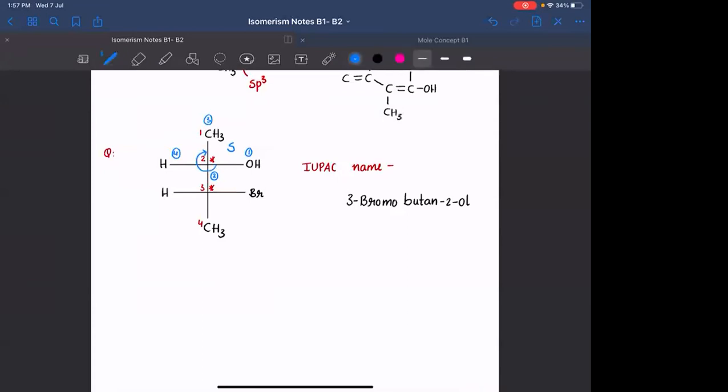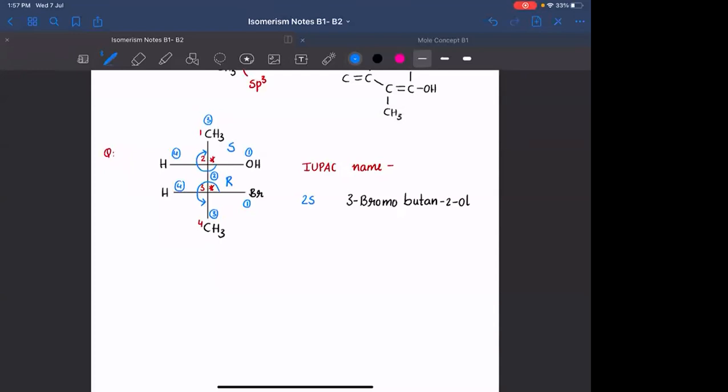Again, यहाँ पे this is 1, that's 2, this is 3, this is 4. 1, 2, and 3, I'm rotating it in anti-clockwise sense. S होना चाहिए, but it will be R. What you will write is, in the name, you will add 2S because second carbon के ऊपर S start हुआ. The 2 and 3 indicate the numbering in the IUPAC name.